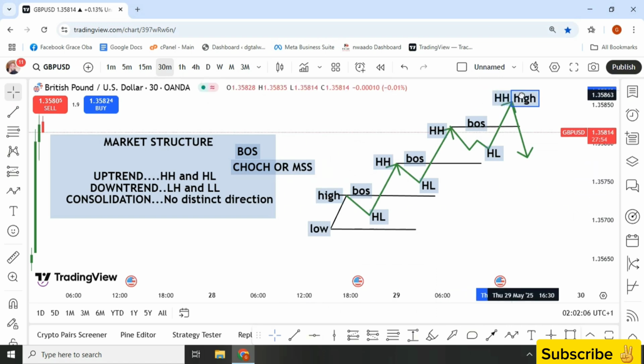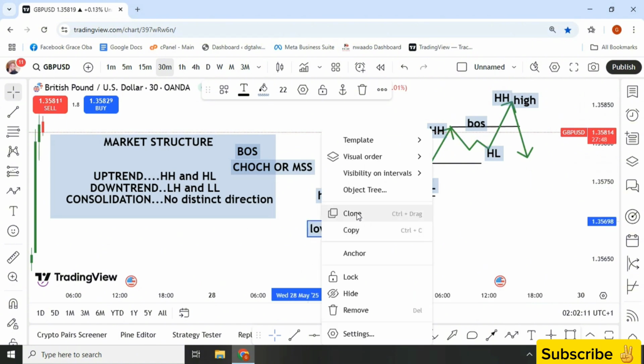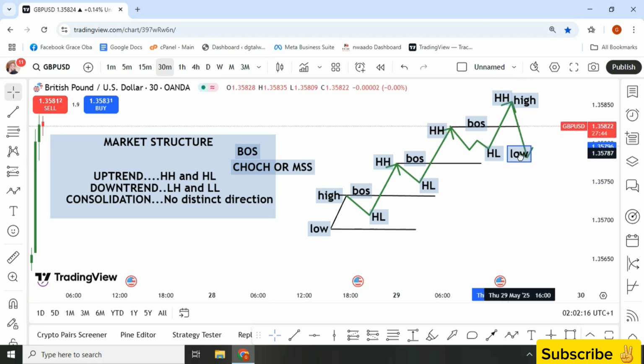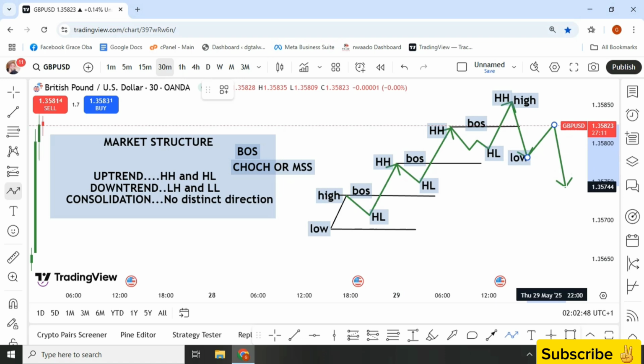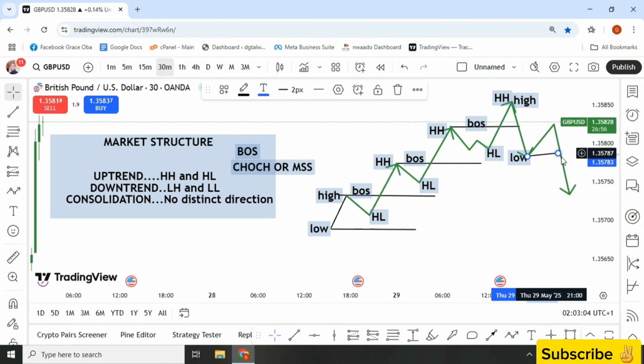For the trend, this becomes a high automatically, and this becomes a low for this downward trend, right? Now what did the market do? It traded up and traded down, breaking this horizontal line.